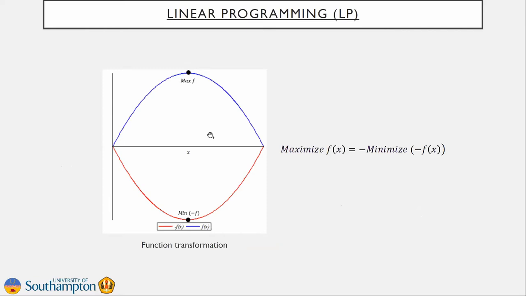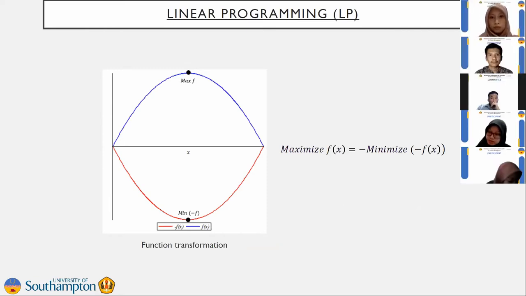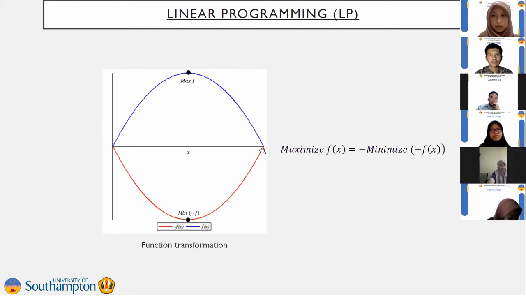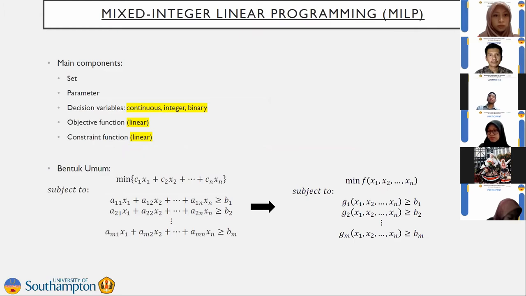And next, I would like to touch upon one of the properties in linear programming. Let's say we would like to know the maximum value of F. So F is the one curve marked by the blue line. So as you can see, we would like to know the maximum value of F. And it will be the same with the maximum value of minus F. As you can see, the axis. However, we will multiply it with minus, so that minus times minus is positive. So this is one of the basic properties of linear programming. We will be able to transform certain functions for a particular purpose.